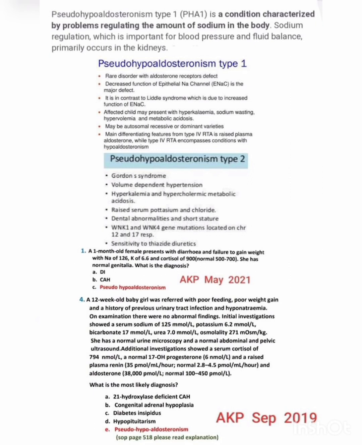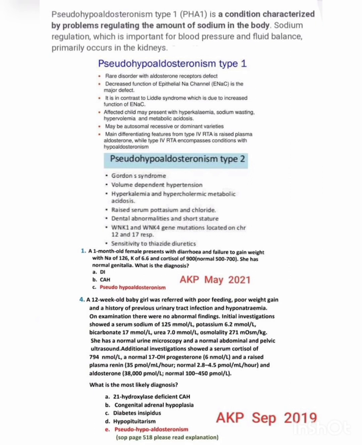The main differentiating feature from type 4 renal tubular acidosis is raised plasma aldosterone, while type 4 RTA encompasses the conditions with hypoaldosteronism. So remember, in pseudohypoaldosteronism, what do we find? That is, there is a raised plasma aldosterone level and also hyperkalemia.